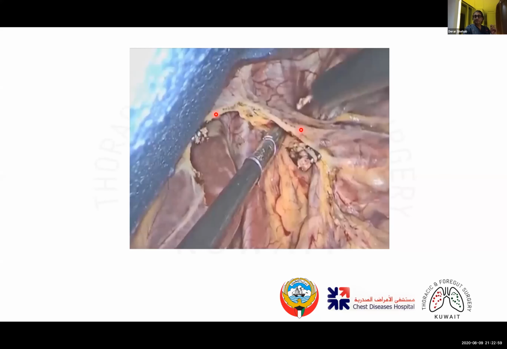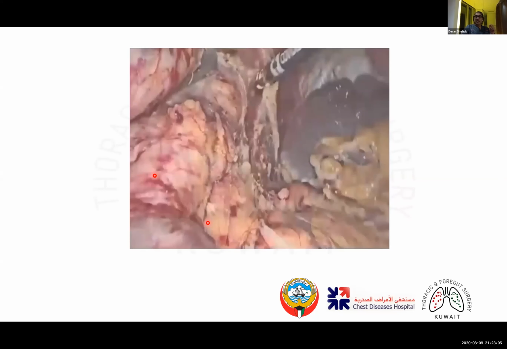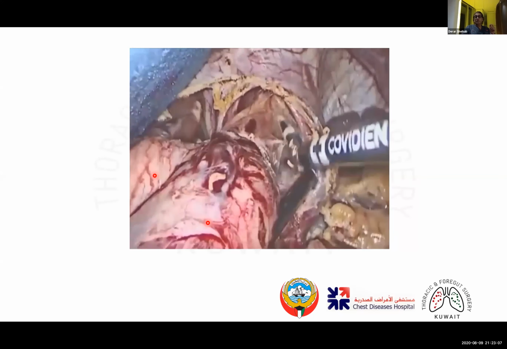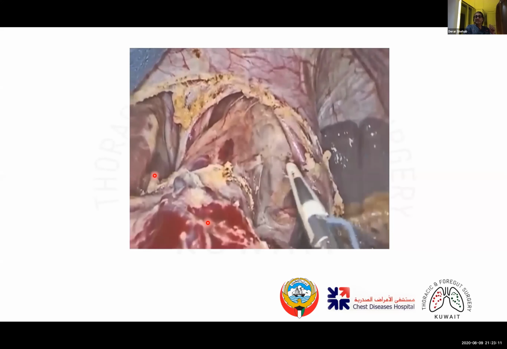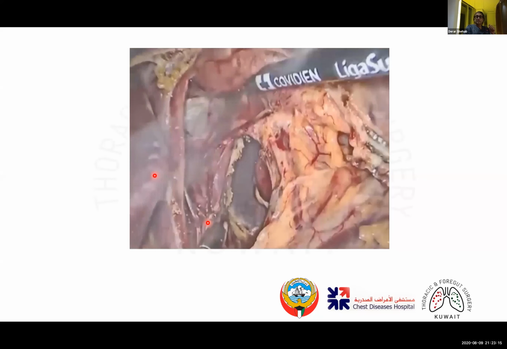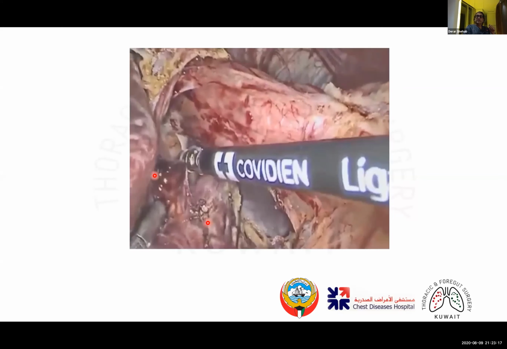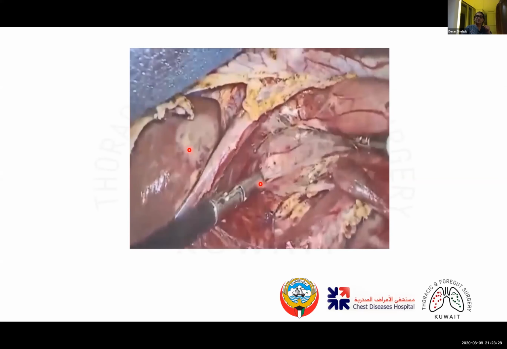I usually divide the short gastrics to prepare for my fundoplication, like here. Then I continue exposing the left crus and make sure that I mobilize the esophagus very well to ensure a good length inside the abdomen, at least 3 to 4 centimeters. So here I'm creating a window behind the esophagus to help me with the retraction and help me to mobilize the esophagus more.